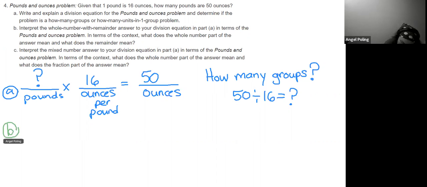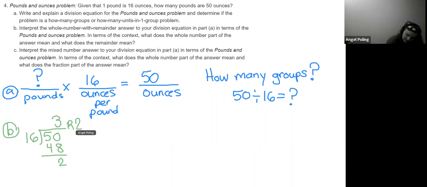we are looking at having to do the division. So 50 divided by 16. I think we can get 3 out of there. So 3 groups of 16. 3 times 6 is 18. Carry the 1. 3 times 1 is 3, plus the 1 is 48. Then we have this remainder 2.